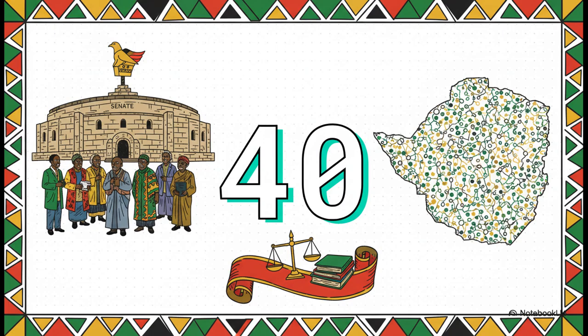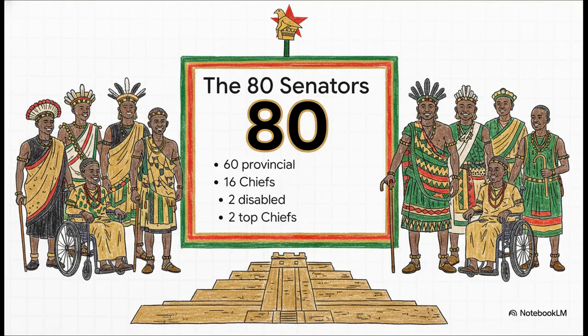Because of this big responsibility, you must be at least 40 years old to sit in the Senate. This rule is there to make sure senators bring mature life experience, deep community knowledge, and real patience to the nation's biggest decisions. The Senate is a smaller room with exactly 80 members. 6 members are chosen from each of Zimbabwe's provinces.